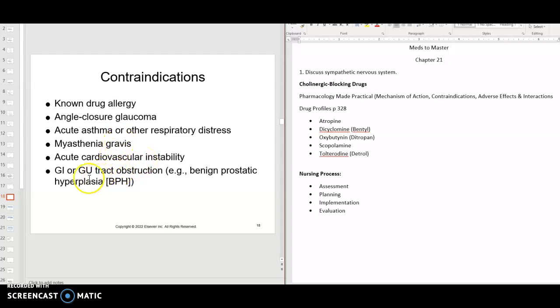And then it's going to be contraindicated in people with GI or GU obstruction because they're not able to, for some other reason, there's an obstruction. It's not the muscle, the sphincter muscle that's holding it. There's an obstruction that's keeping that urine in the bladder.